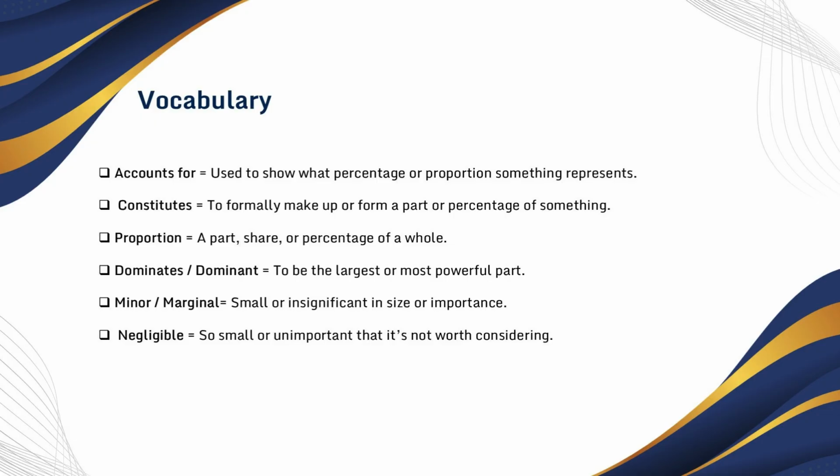are marginal and negligible. Marginal refers to something that is very small in comparison, but still noticeable. It suggests a minor share, not dominant, but not entirely absent. Negligible, on the other hand, means so small it's almost insignificant, often used when a category is barely worth mentioning.